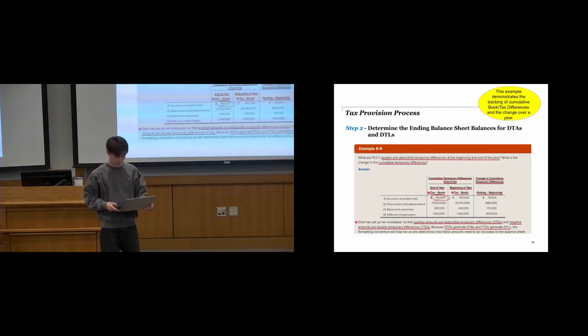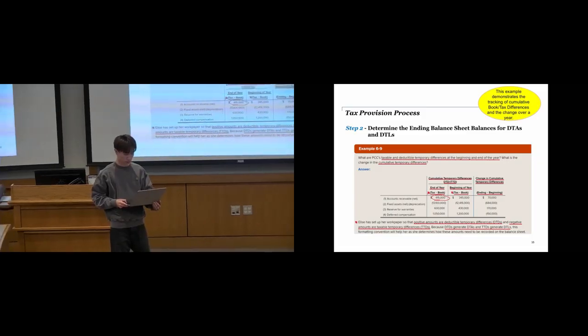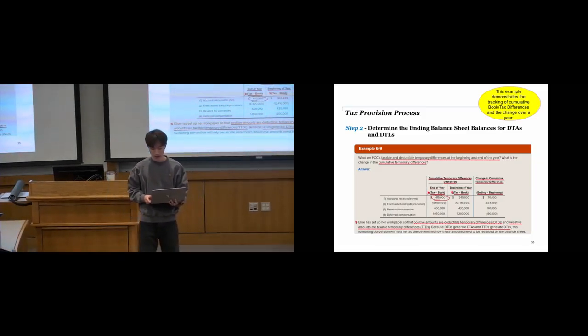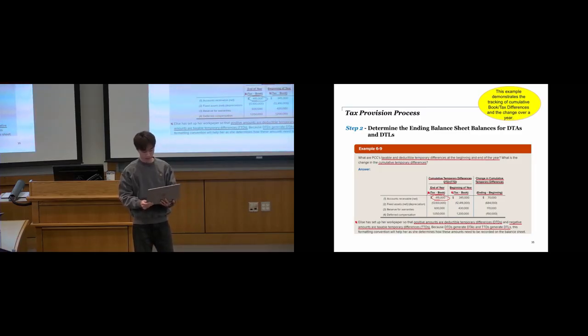I just want to make sure everybody knows where the numbers come from. Okay. Yeah, and we use the same method to get the amount at the beginning of the year. Then we do the changes in cumulative temporary differences using the ending of the year minus the beginning of the year. For accounts receivable, we got 70. Yeah, so that's saying the book tax difference started at 345 and it grew to 415. So now it went up by 70,000.